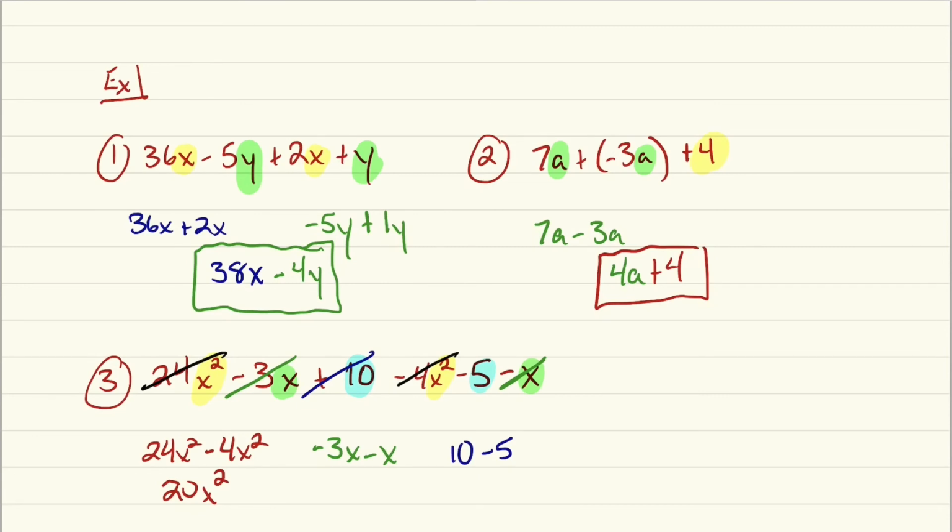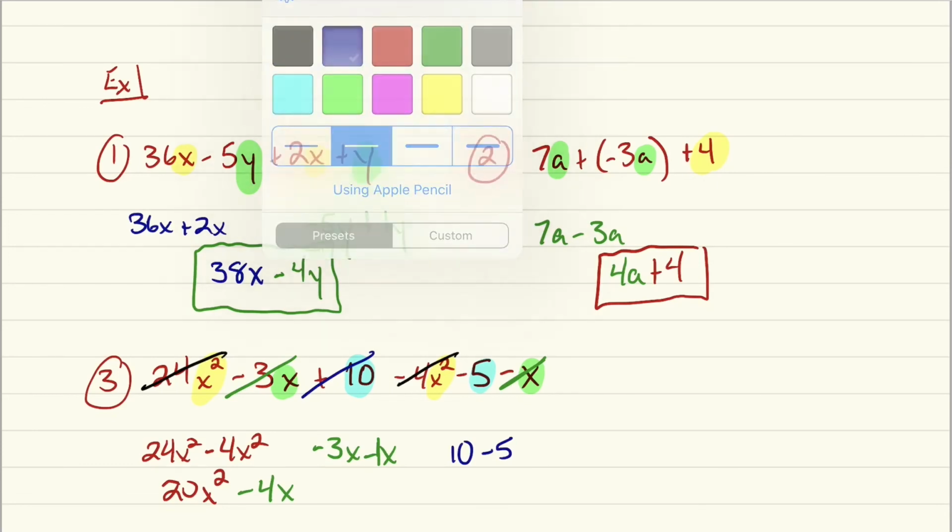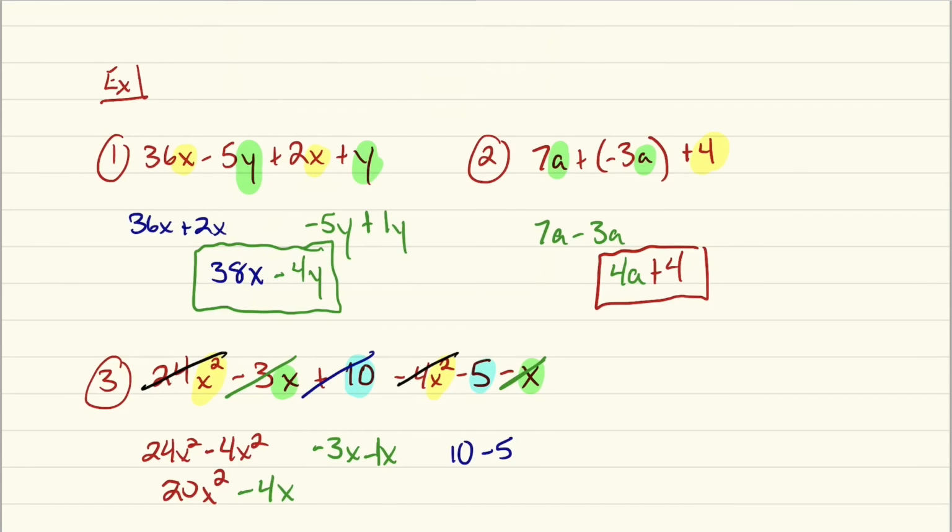Then we move on to the next one, which is negative 3x minus x. Remember that we could put a 1 in there if we really wanted to. So negative 3 minus 1 is negative 4. And the variable is along for the ride. And then our last one is 10 minus 5, which we know is just positive 5. Once we solve all those and simplify, we have combined like terms. And we have our final simplified answer of 20x squared minus 4x plus 5.